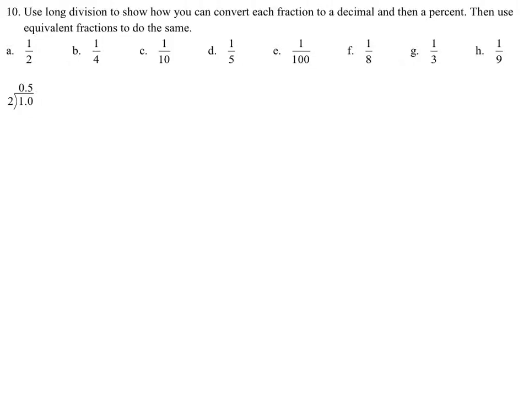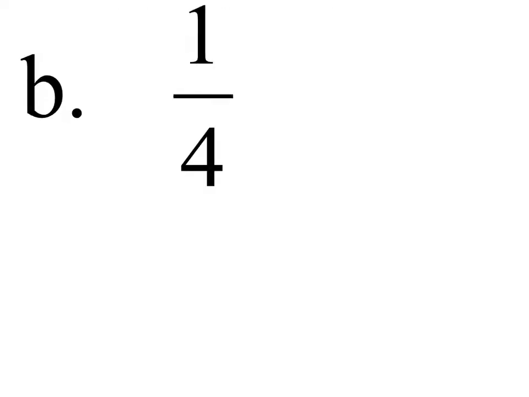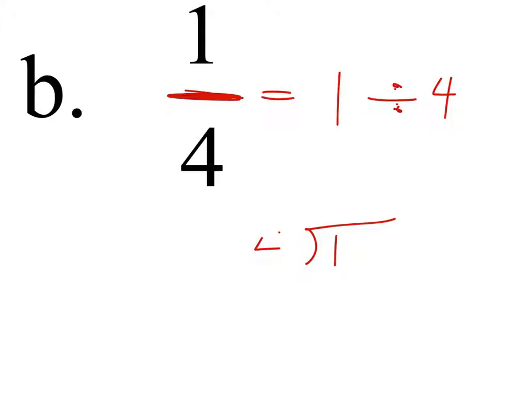Alright, so number 10, this is how we're going to be changing fractions to decimals. We're going to use long division on these, and A was done for you already. Here's why we're using long division at all: this fraction line really represents division. So this is really 1 divided by 4. So long division on this would be 1 divided by 4.